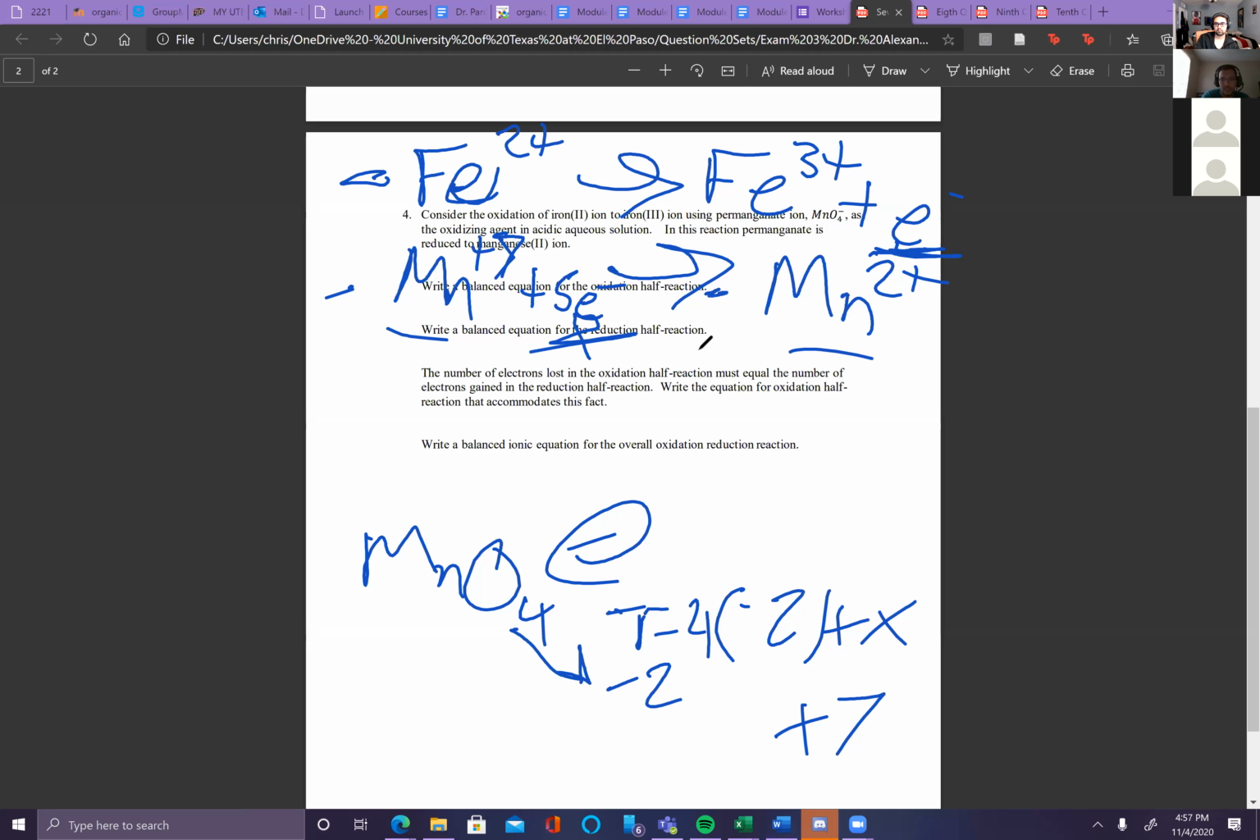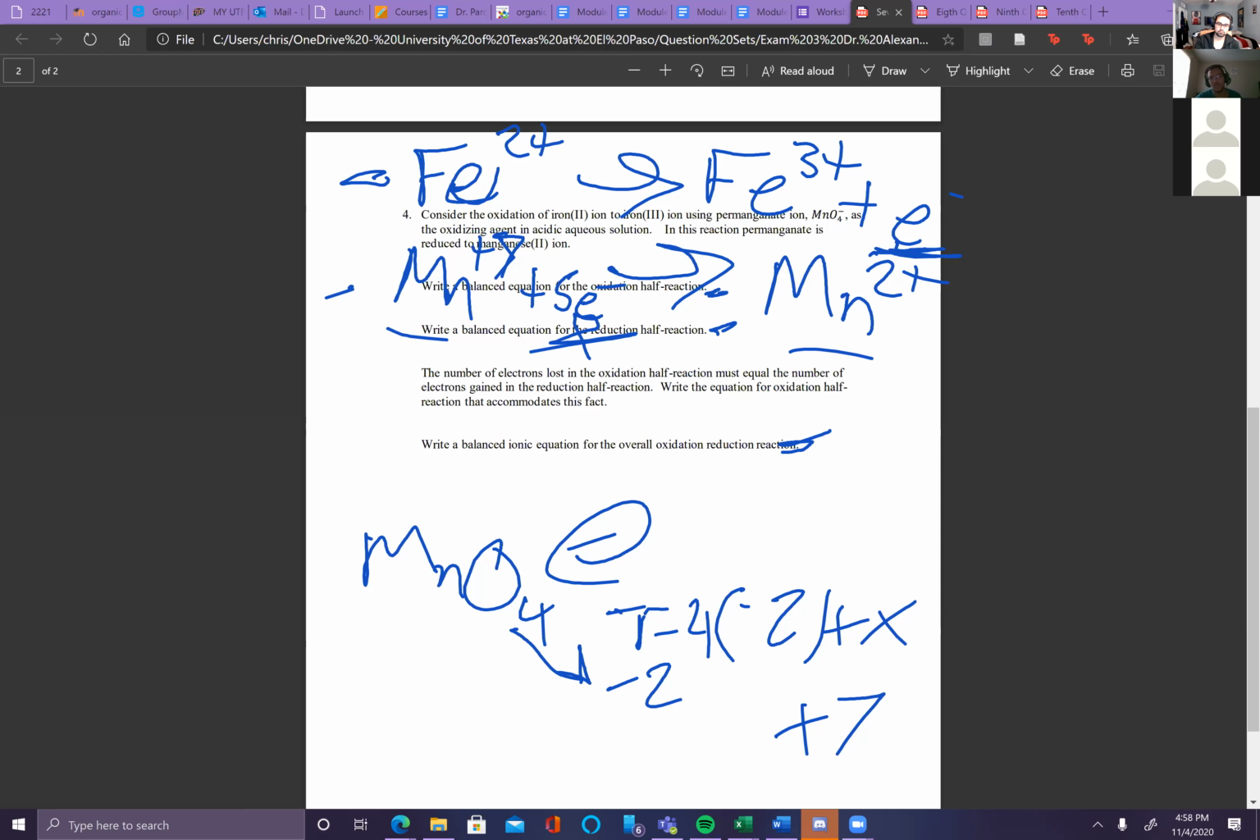So we finished this one, and now it says to write a balanced ionic equation, right? So in order to do that, well, iron's getting rid of 1 electron, but manganese needs 5. So what exactly do we need to do for that to work out for both of them? Nice, Moses. Multiply by 5.